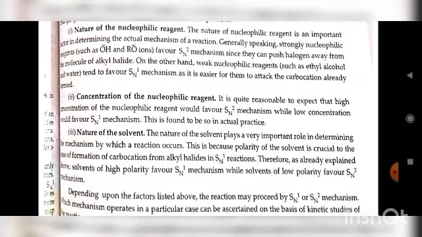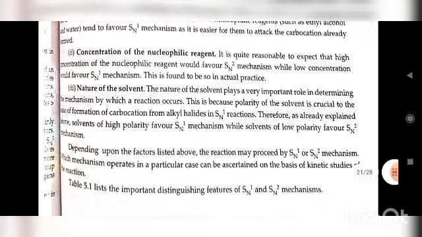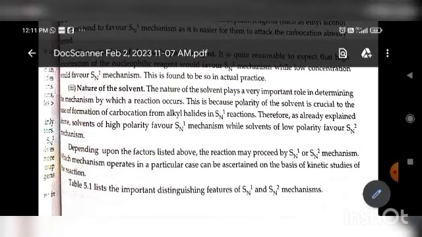Concentration of the nucleophilic reagent. It is quite reasonable to expect that high concentration of the nucleophilic reagent would favor the SN2 mechanism, while low concentration would favor the SN1 mechanism. This is found to be so in actual practice. Nature of the solvent. The nature of the solvent plays a very important role in determining the mechanism by which reactions occur.